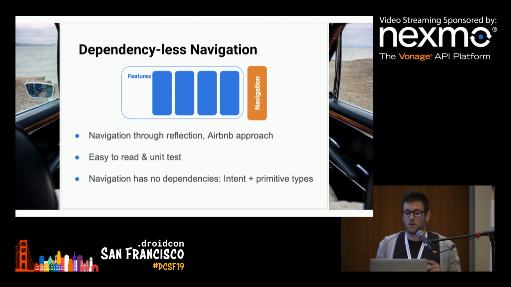Navigation is one of the most shared modules, because we will have many features in our app. We modularize by feature, and we want to make sure that we add no dependencies, and we just keep the navigation module with the intents, which is something from Android, and the primitive types. So always try to avoid sending a domain object from feature A to feature B, because this implies that there's a direct dependency between both.